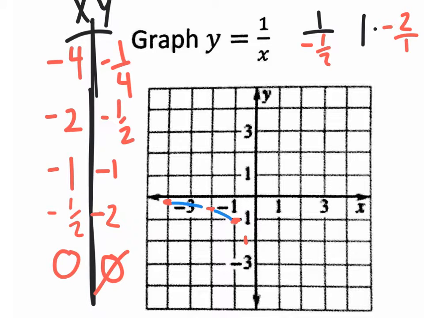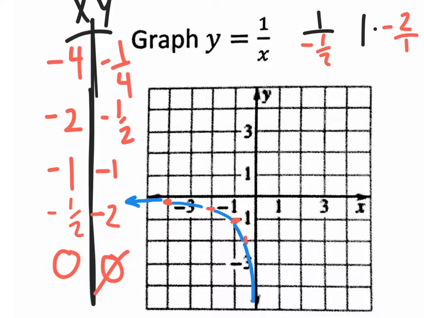Okay, so to make a long story short, it's going to infinitely approach the y-axis, and over here it's also going to infinitely approach the x-axis. So it never actually touches the x-axis, so your x-axis is an asymptote, and it never touches your y-axis, so your y-axis is an asymptote.